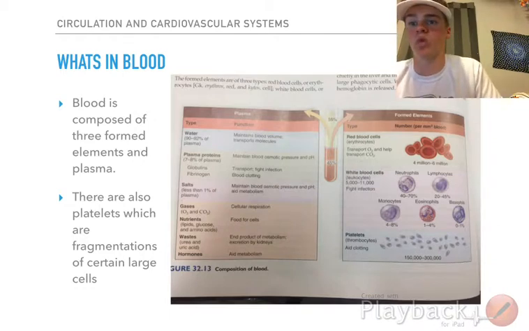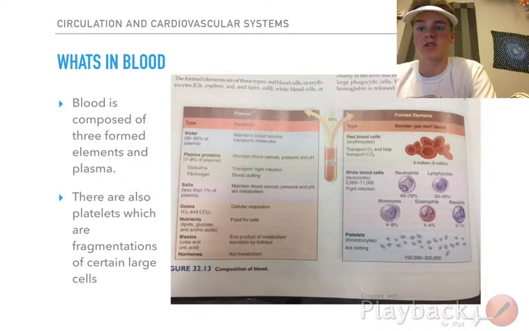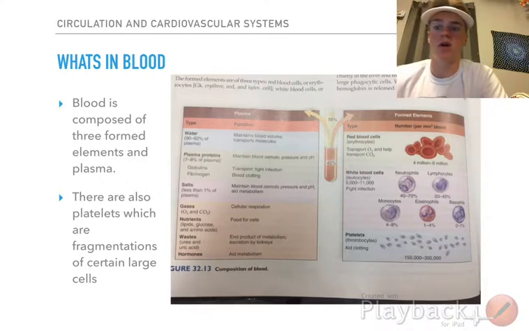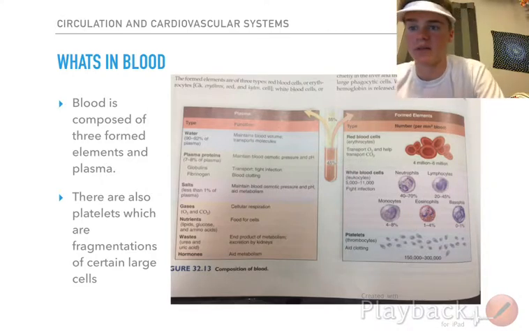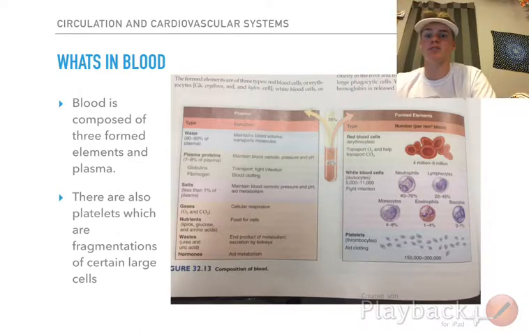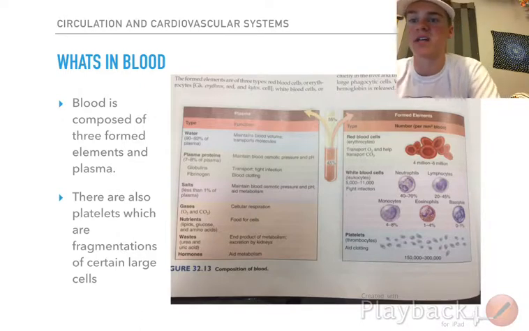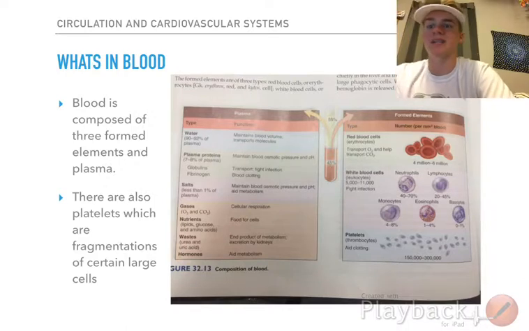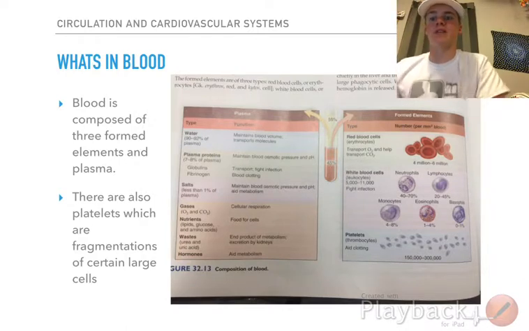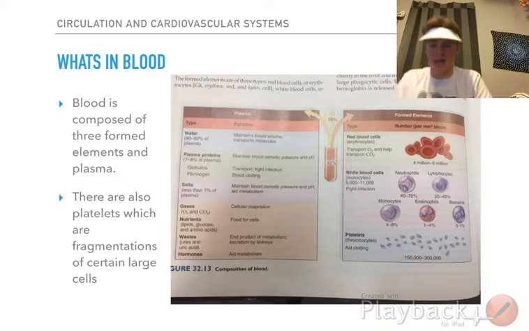99% of plasma is water, and this maintains blood volume, transports molecules. There's plasma proteins, which take up almost the rest of it, 78% of the plasma. This maintains the blood osmotic pressure and pH, transports, fights infections, and stops blood clotting. Salt, which is less than 1%, maintain blood osmotic pressure and pH and aid in metabolism.